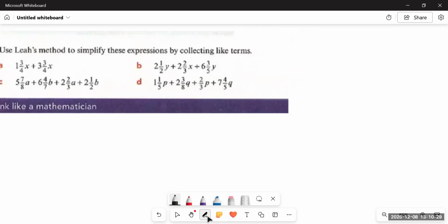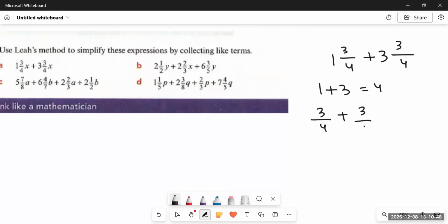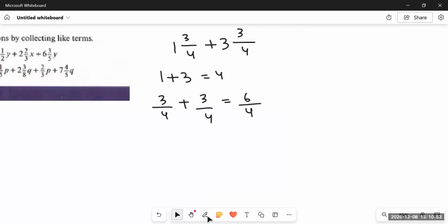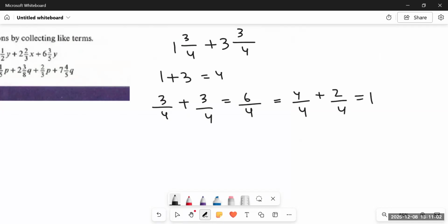In the first one, we already have 1 whole 3 over 4x plus 3 whole 3 over 4x. So it would be very simple. Simply add 1 whole 3 over 4 with 3 whole 3 over 4. We will add 1 with 3, that's 4. And 3 upon 4 plus 3 upon 4 is equal to 6 upon 4. And now, since it's an improper fraction, we will split it into 1 whole and the remaining part is 2 over 4. So it becomes 1 whole 2 over 4.